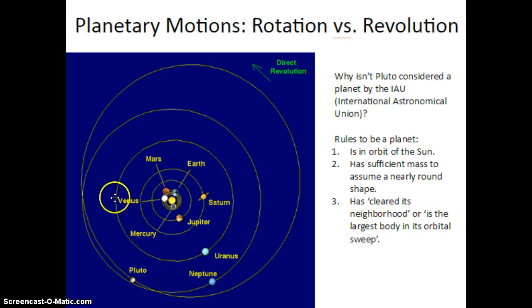sweep. And you'll see that it actually crosses into Neptune's orbital path. And as a result of that, rule number 3 says, you know what, Pluto can no longer be considered a planet because Neptune is larger than Pluto. Therefore, Neptune is the largest object in its orbital path or its orbital sweep. Therefore, Neptune gets the title as the planet, and Pluto is then considered a dwarf planet. And that concludes your first lecture on astronomy.